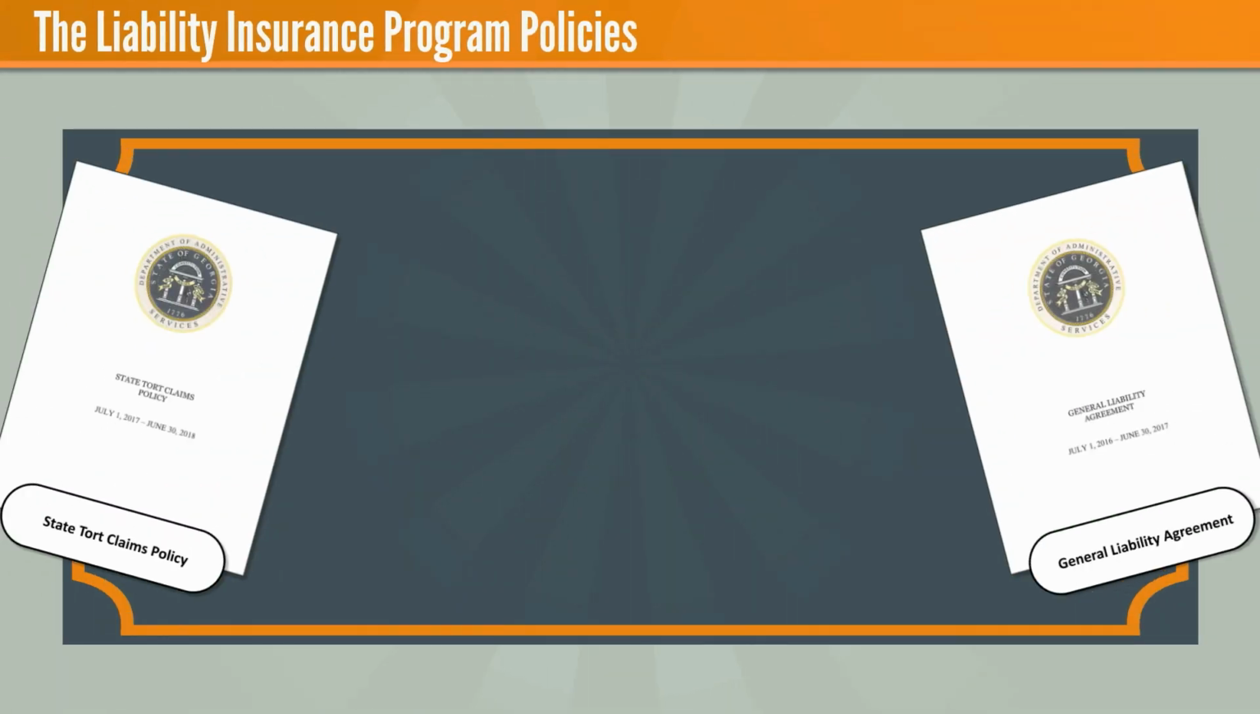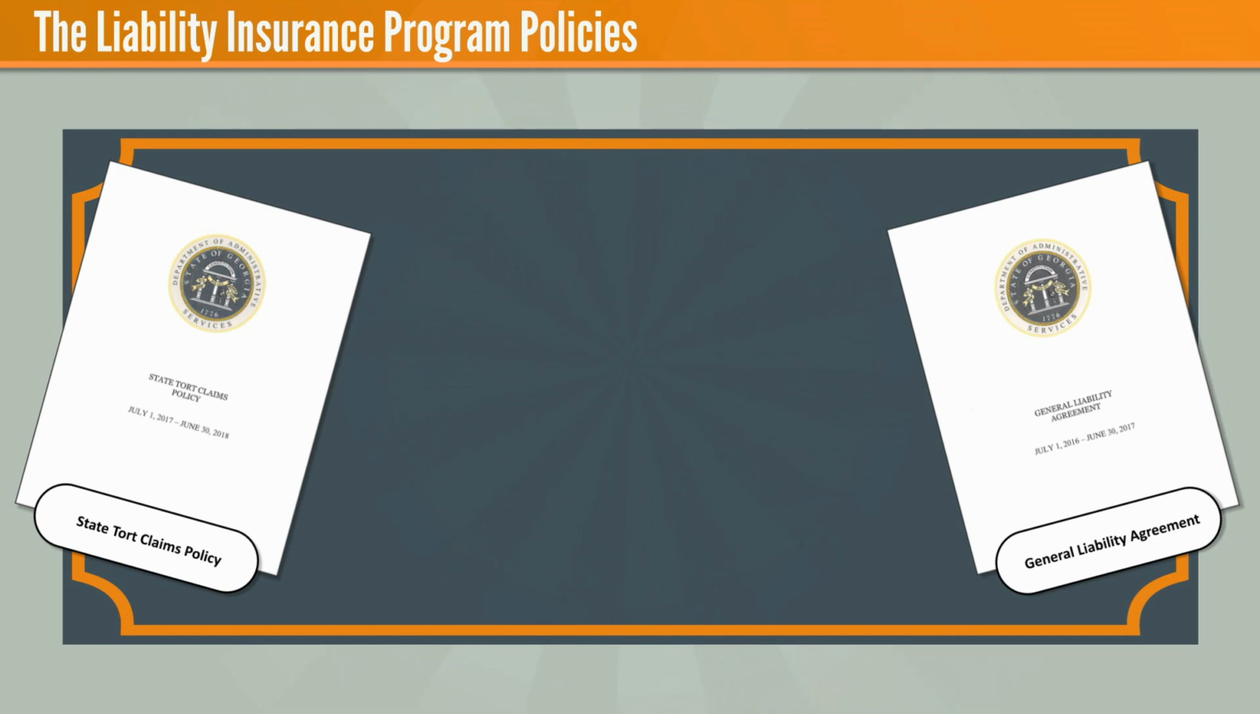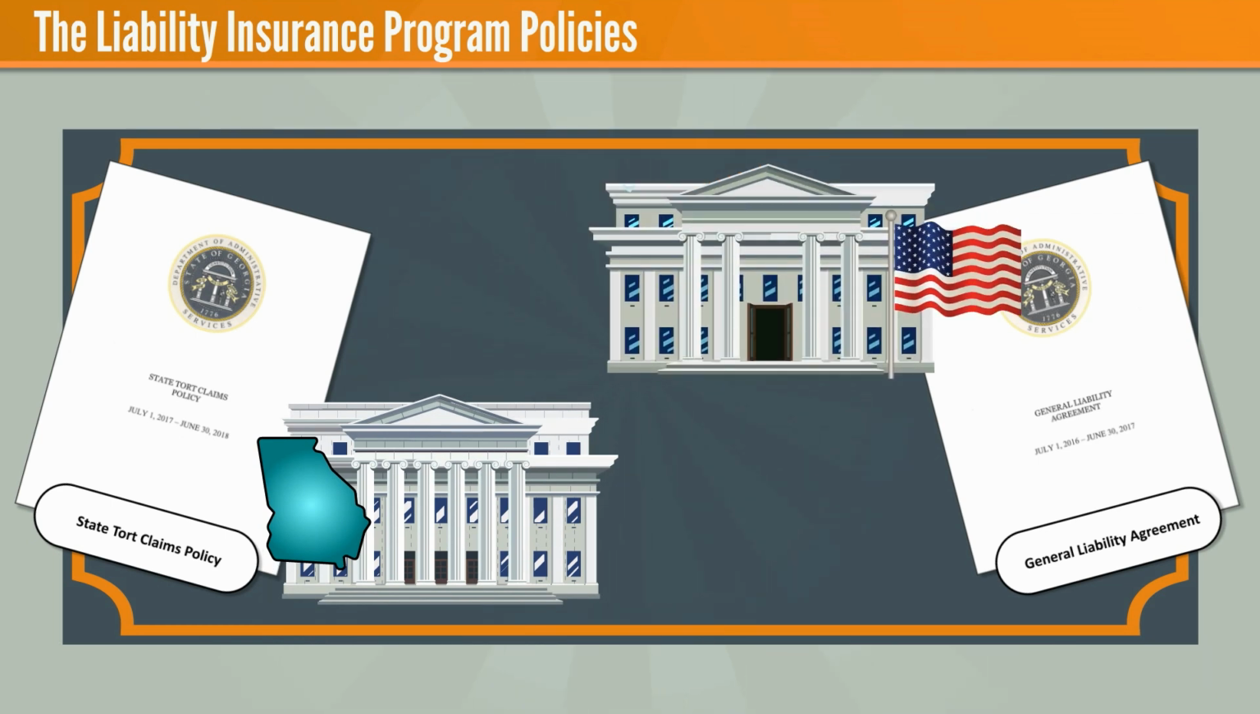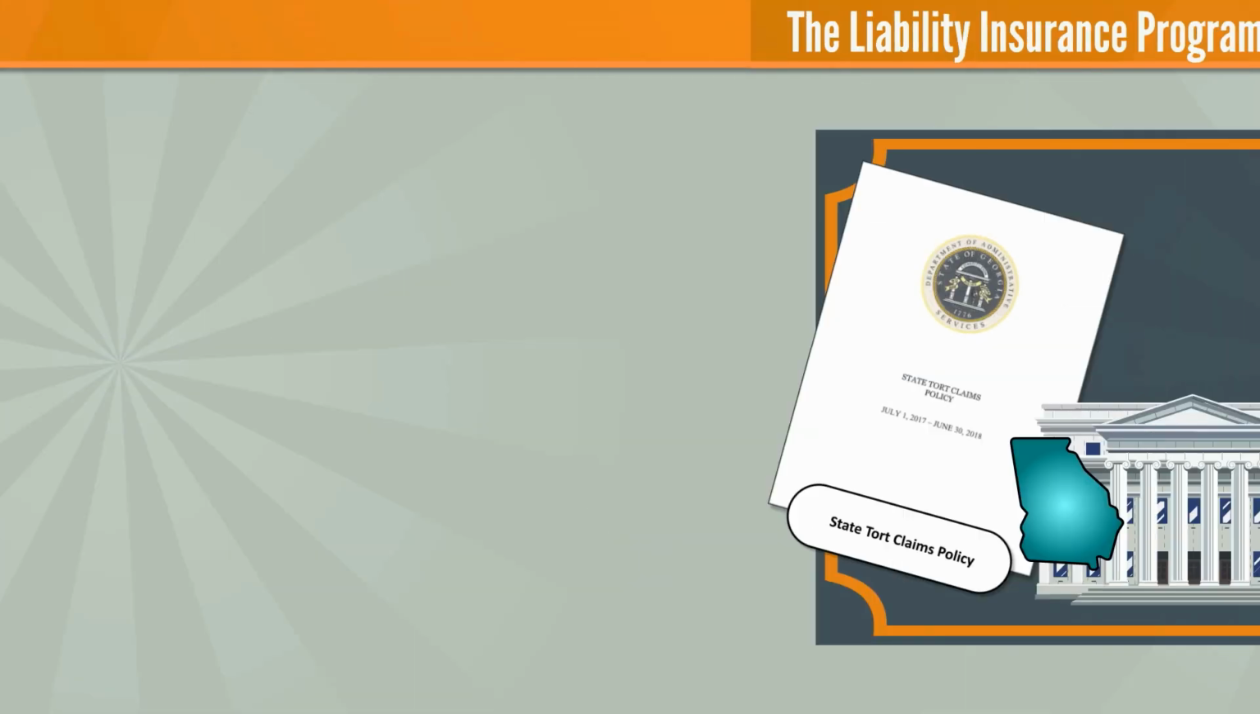The two main policy documents which govern the liability insurance programs are the State Tort Claims Policy and the General Liability Agreement. The primary difference between the documents is that the State Tort Claims Policy governs claims and litigation that come through the state courts, and the General Liability Agreement applies to claims and litigation at the federal court level.